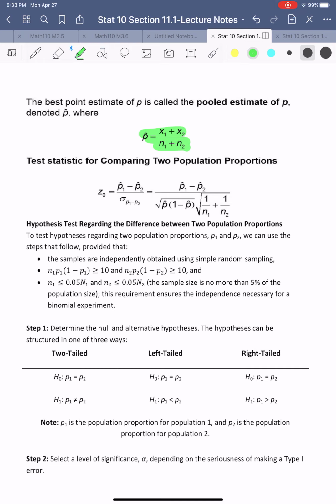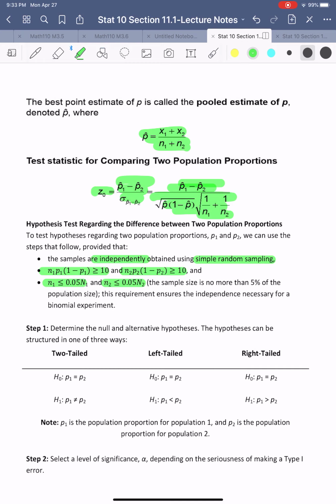And the test comparing the two populations gives us this form. So, hypothesis testing regarding the difference between two population proportions. To test the hypothesis regarding two population proportions p1 and p2, the samples must be independently obtained using simple random sampling, and we already talked about this. Each sample must also be less than 5% of the population.